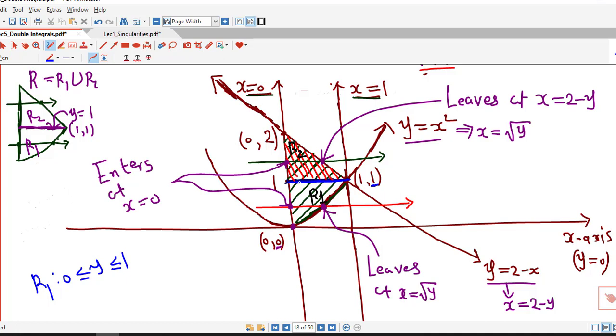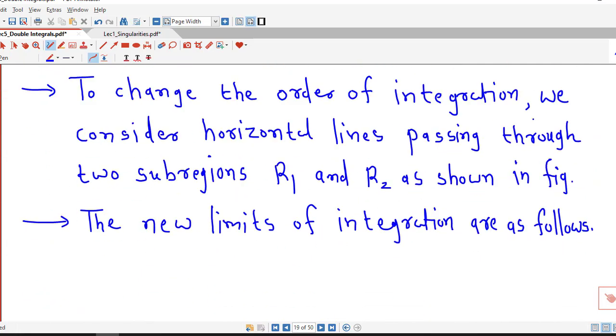Similarly for region R2, all these points are lowermost points. So for region R2, y is starting from y equal to 1. At all these points the value of y is 1, and this is the uppermost point of the region R2, and at this point the value of y is 2. So in region R2, y is from 1 to 2 and x is from 0 to x equal to 2 minus y. So now we have understood what the new limits of integration are.